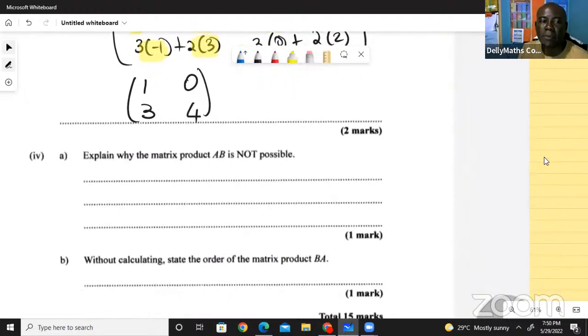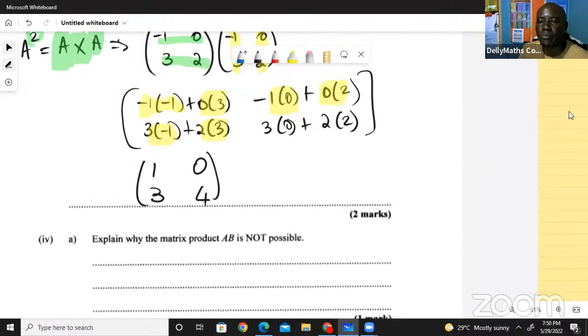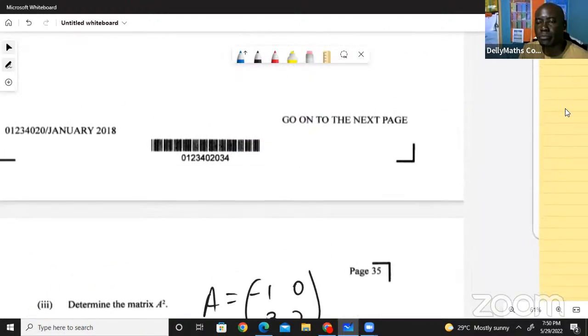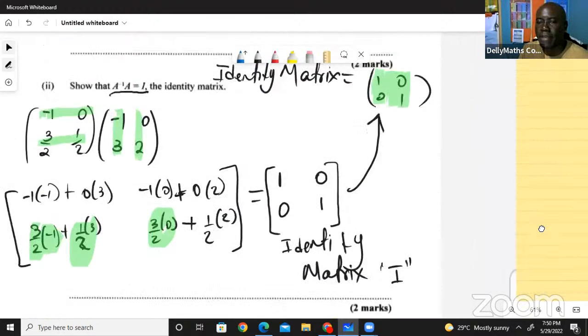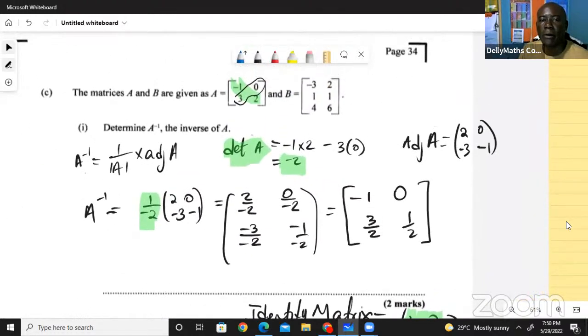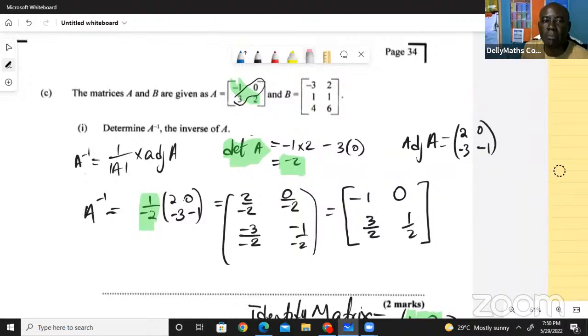All right. Explain why the matrix product AB is not possible. Let's go for AB. Why AB is not possible? So we have to actually look at the matrix, A and B. Now, this is why it's not possible. Matrix A is a 2 by 2 matrix. Matrix B is a 3 by 2 matrix.